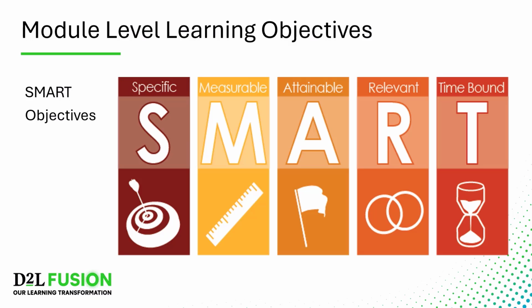When we see the acronym SMART, we think back to our college courses where our teachers had us build SMART goals to create a 5-year plan. We created specific, measurable, attainable or achievable, relevant, and timely or time-bound goals. We use the same concept as we build our module level student learning objectives.